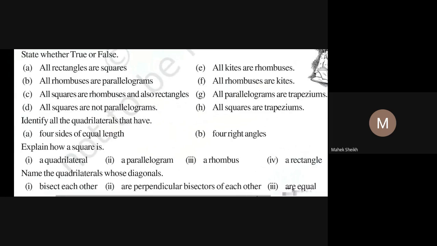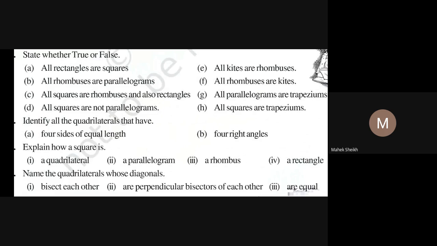Then your third statement is, all squares are rhombus and also rectangles. It is also true because in a square, all the properties of rhombus and rectangles are fulfilled by square.